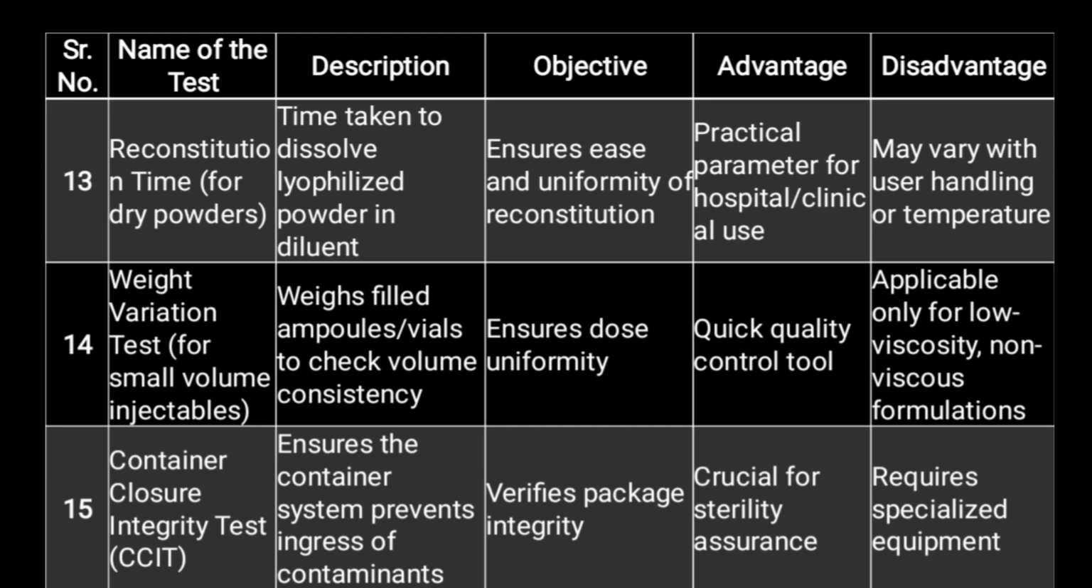Moving to the next and the last test, that is the container closure integrity test, that is CCIT. This test ensures the container system prevents ingress of contaminants, and the objective is to verify the package integrity. The advantage for this test is it is crucial for sterility assurance. However, the disadvantage is it may require special equipment in order to perform this test.